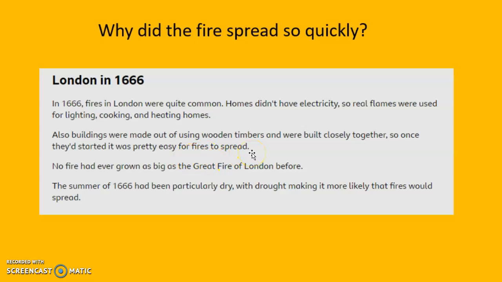And then there's another thing down here. It says that the summer of 1666 had been particularly dry. With drought, that means that it hadn't rained, there hadn't been any water, okay, so it was quite very, very dry. So that means that the fires would also spread more easily.